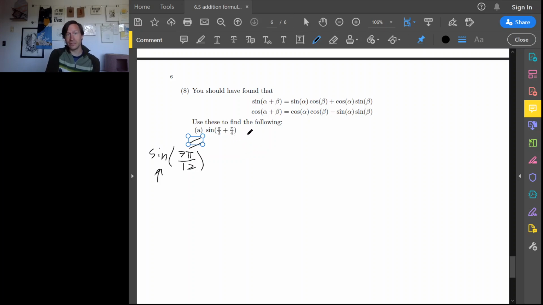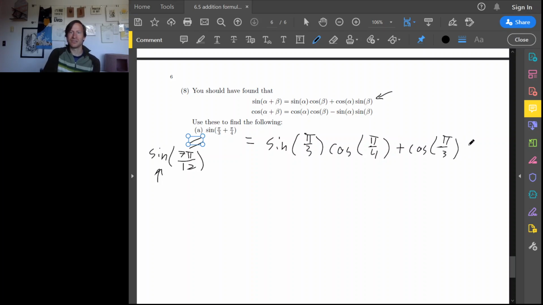So let's go ahead and use the addition formula. So sine of pi over 3 plus pi over 4, we're going to be using this one. So this is sine of the first angle, which is pi over 3, times cosine of the second angle, which is pi over 4, plus cosine of the first angle, pi over 3, times sine of the second angle, pi over 4.